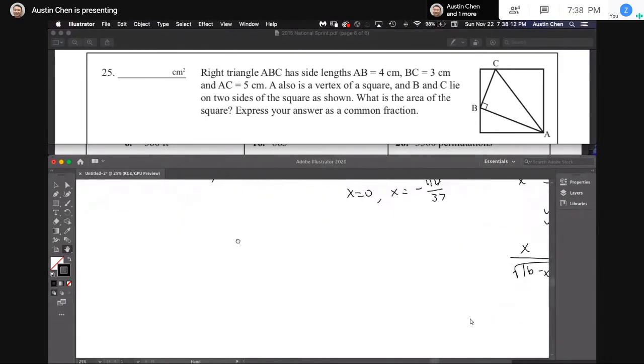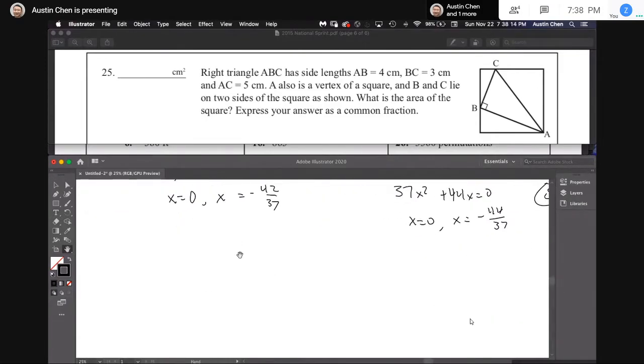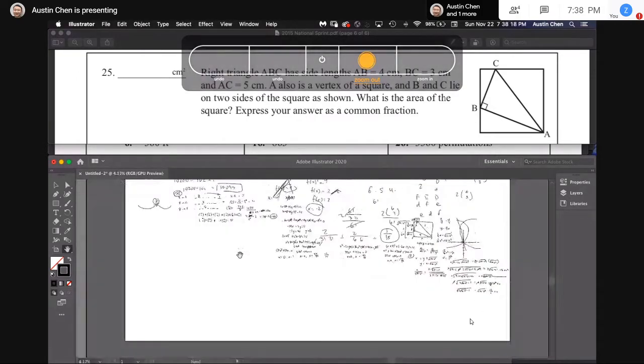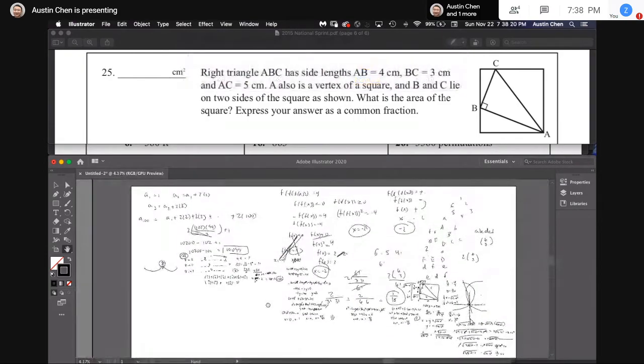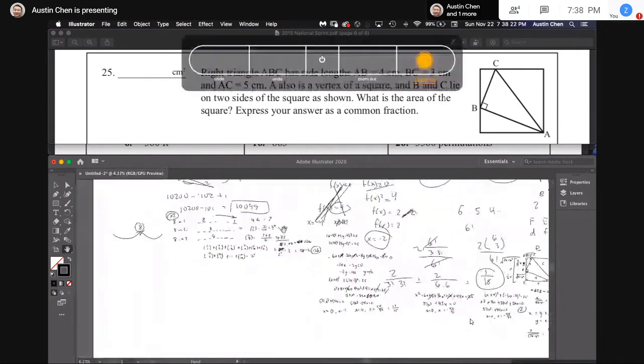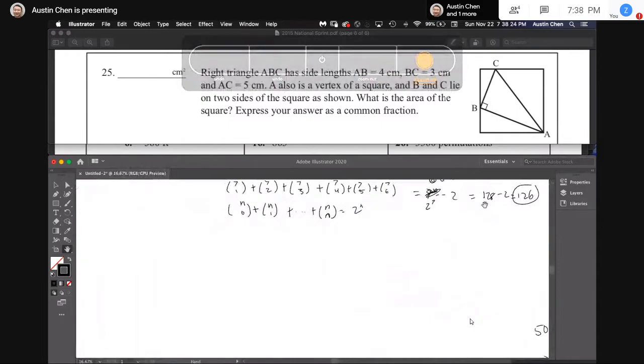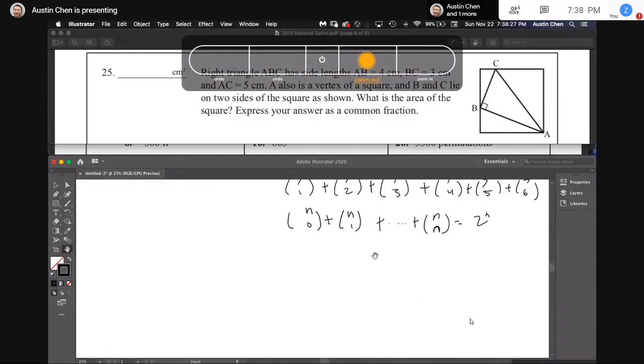Notice the similar triangles. I used some of my triangles, but I didn't use the 4/3 on there because I'm bad. All right. Next problem.